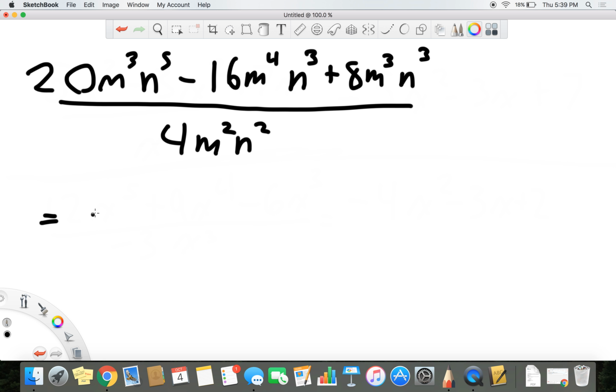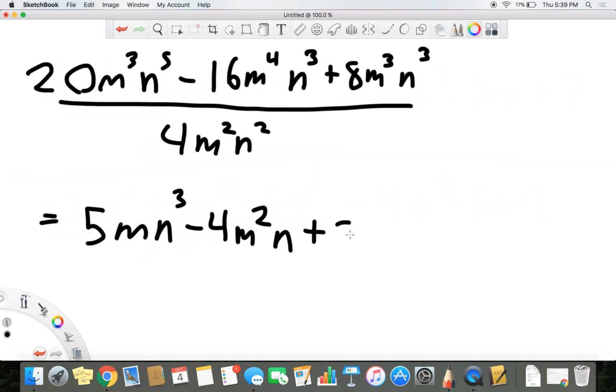20 divided by 4 is going to be 5. And then m cubed divided by m squared is just simply m. And then n to the power 5 divided by n to the power 2, n cubed. So we have our first one. So then we have negative 16 divided by 4, negative 4. m to the power 4 divided by m squared is just m squared. And then we have n cubed divided by n squared, just leaves one n left. Okay, 8 divided by 4 is 2. m cubed divided by m squared, m, same with the n. Awesome, and that's that.